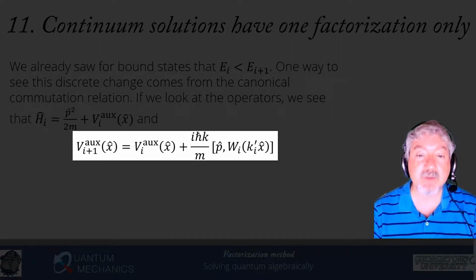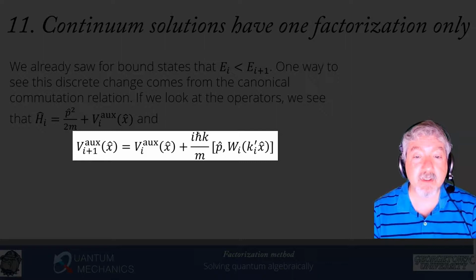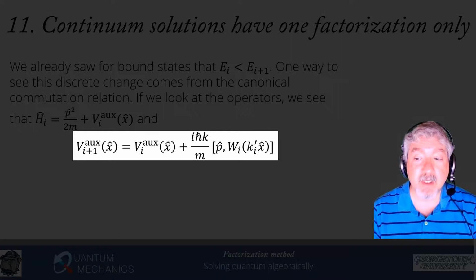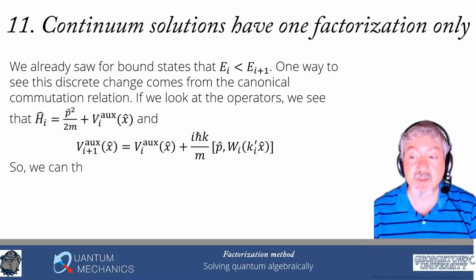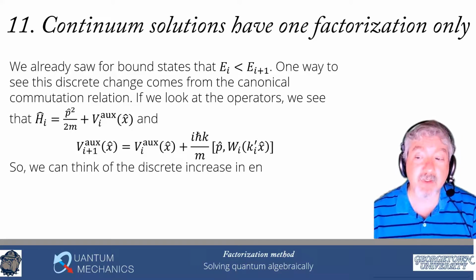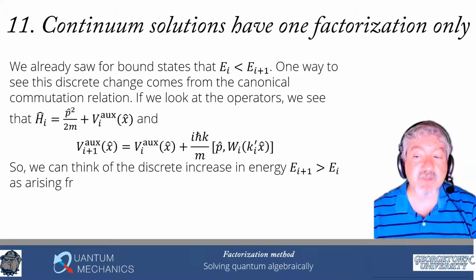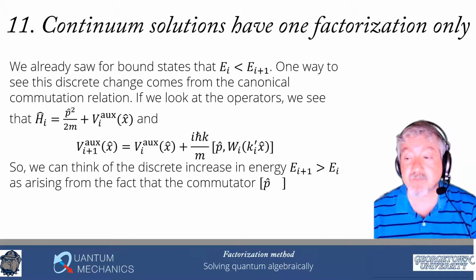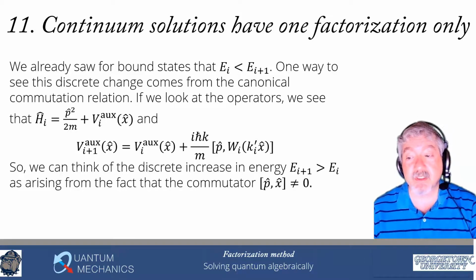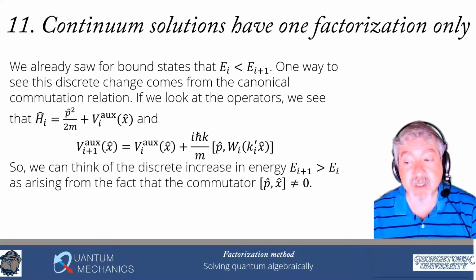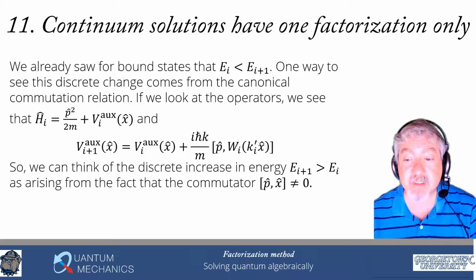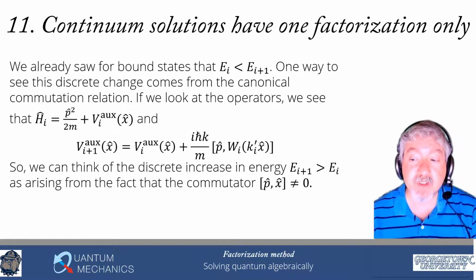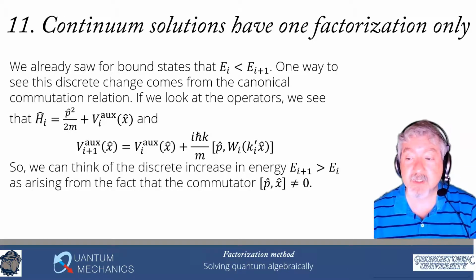And that ends up being a commutator between p hat and W_i of x, and there's some constants in front. And so that's a new potential, and that new potential has a higher energy for its ground state. It's not easy to see that it has a higher energy just from this commutation relation, but it does have a higher energy from the way that we constructed it. So we can think of this discrete increase in energy simply arising from the fact that that commutator is not zero. You see, if that commutator was zero, then it would have the same potential, and then, of course, the energy of the ground state is exactly the same. So the fact that the potential changes is the reason why the energy is bigger, and that all comes back down to the fact that our canonical commutation relation is non-zero.